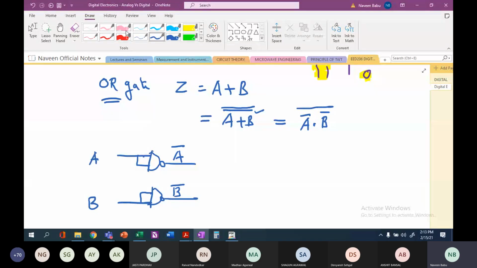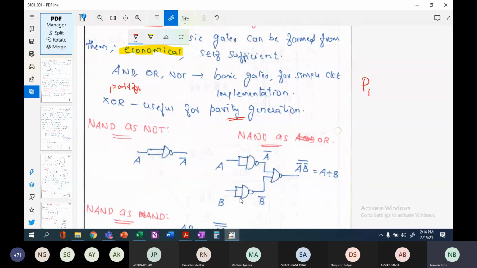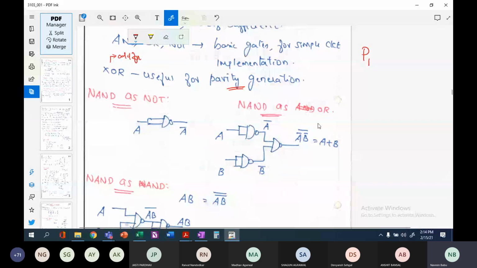Now I have this A bar and B bar, and this too has to be ANDed and the whole bar must be there. Which means that an AND operation, if you consider this A bar to be say some X and B bar to be some Y, then it is nothing but X dot Y the whole bar, which is nothing but a simple implementation of a NAND gate. So combiningly, this becomes A bar dot B bar and the whole bar. This is nothing but equivalent to an OR gate only, right?